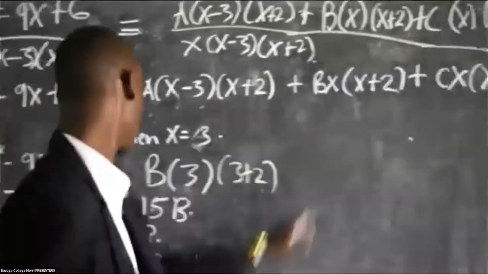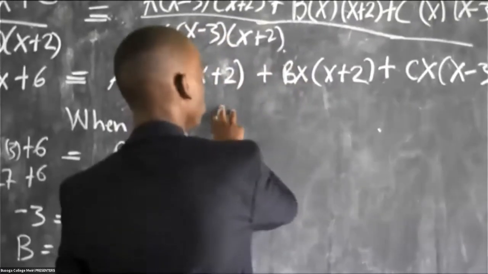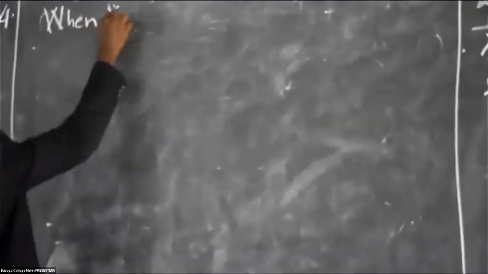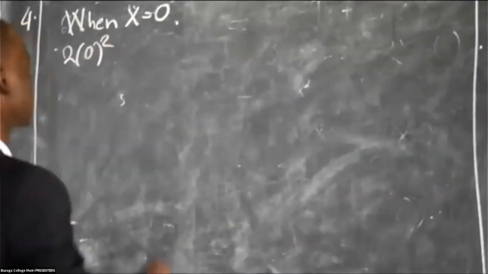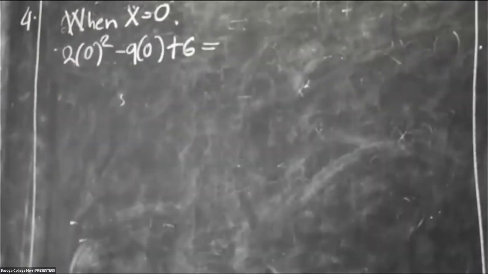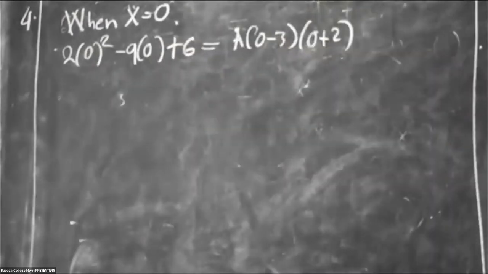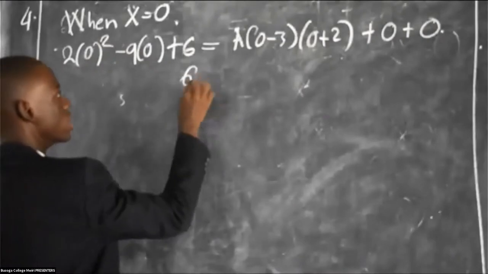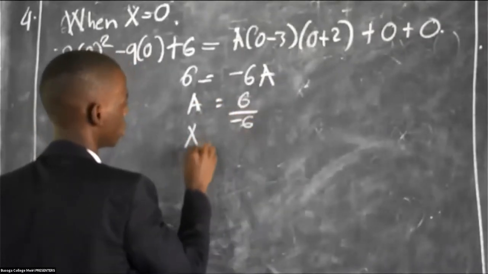Thereafter, I'm looking to find what? I've gotten b as this. I'm looking to find the values for a and c. Now, I need to eliminate b and c to find a. What do they share? They share x. When x is equal to 0, it's going to be 2 into 0 squared minus 9 into 0 plus 6 is equal to a into 0 minus 3 into 0 plus 2, and this one is 0, plus 0, plus 0. Here, that is 6, is equal to negative 3 times 2, that is negative 6, a. So a is equal to 6 out of negative 6, a is equal to negative 1.